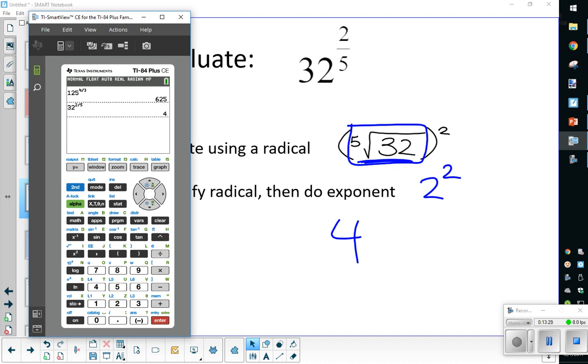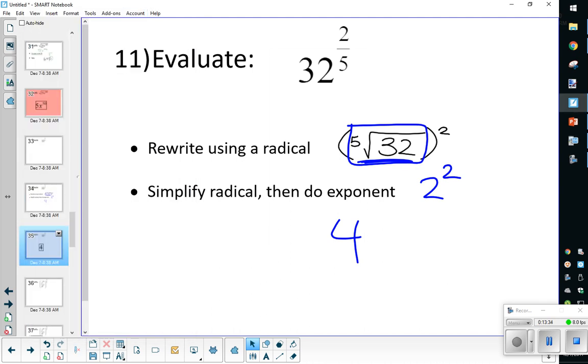The easiest way to do it is to understand how to use your calculator. 32 to the 2/5 power. That also gets you 4. I don't care which way you do it, but know how to do it. My answer was 4 there.